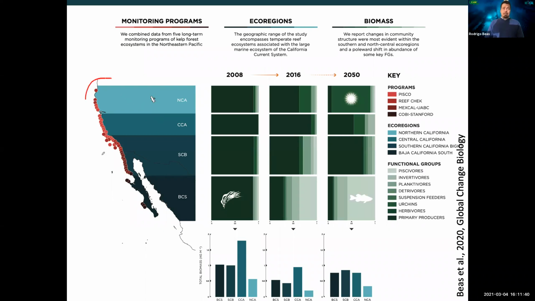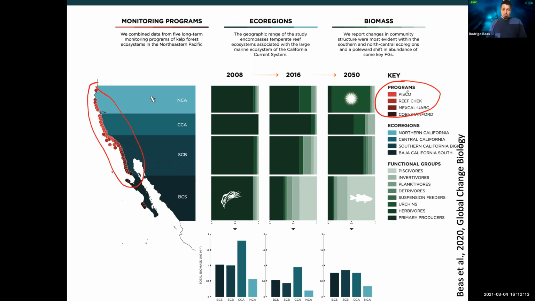Here on the left side, you can see a map of the Californias in color coding going from north to south. These are things that we call ecoregions, Northern California all the way to Baja California Sur. Also in this image, you can see a bunch of red dots along the coast representing different monitoring programs. These include PISCO, Reef Check, MEXCAL, the UABC program that I'm helping with, and COBI and Stanford dataset.